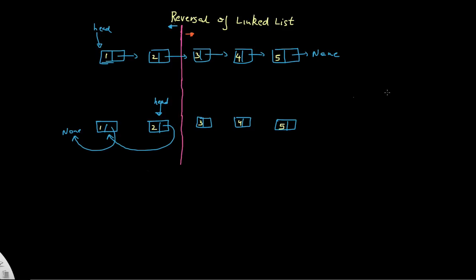Which means that the next pointer of three should still be pointing at four, the node four should be pointing at five, and the next of five still should be pointing at None. Now, of course, I need some kind of a reference that points at that portion of the linked list that still needs to be reversed.